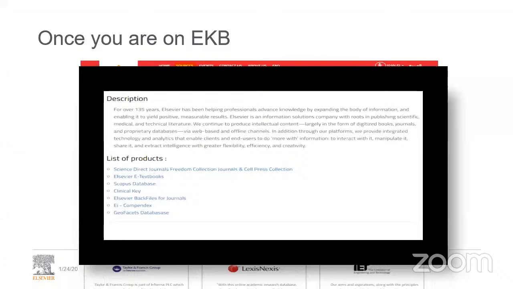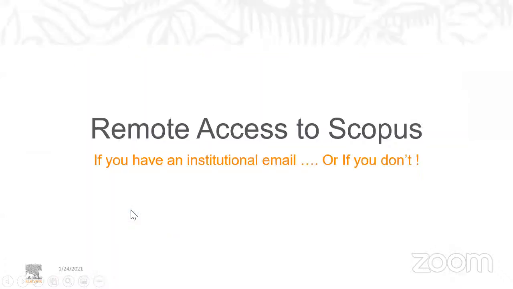Reaxys, SciVal, and ClinicalKey have separate portals or separate icons like these. And now you can click on Scopus to get started with Scopus. You can click on ScienceDirect or any of the other Elsevier solutions that you see here.